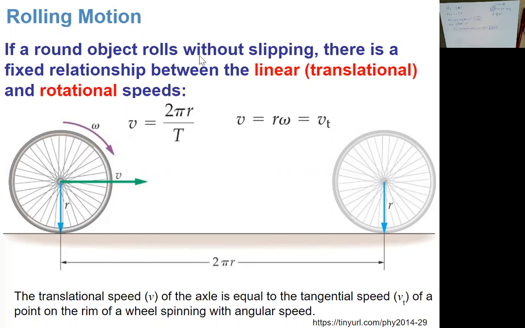Now, if the object is slipping, then this relationship doesn't apply. In the case of the baseball, it spins, but it's not actually rolling, so the angular speed and linear speed don't necessarily have this relationship. This happens only when the object is rolling without slipping.